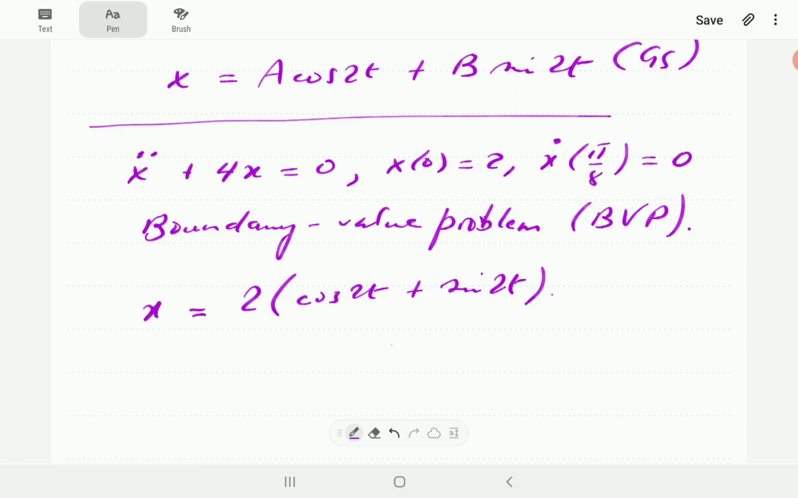In the next video, we're going to start looking at, if you're given a solution, can you find the ODE satisfied by that general solution?